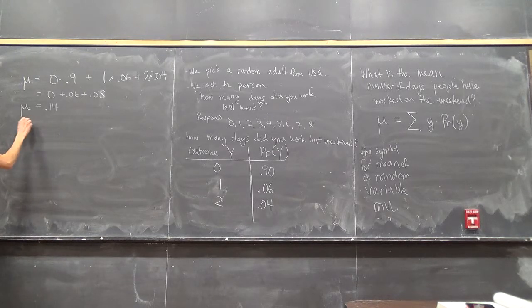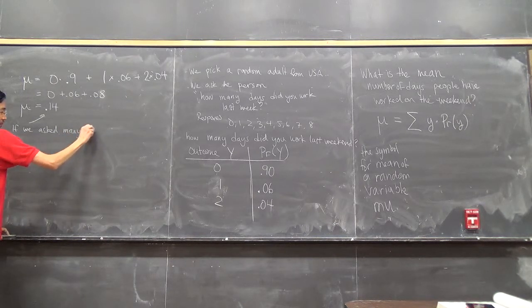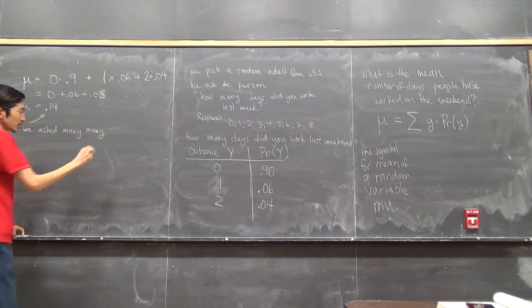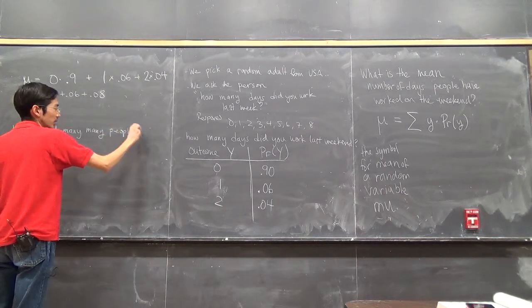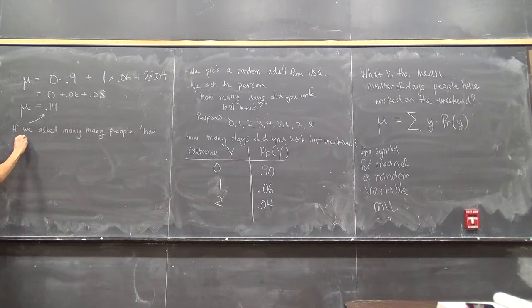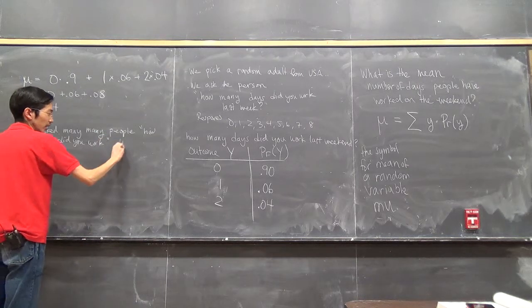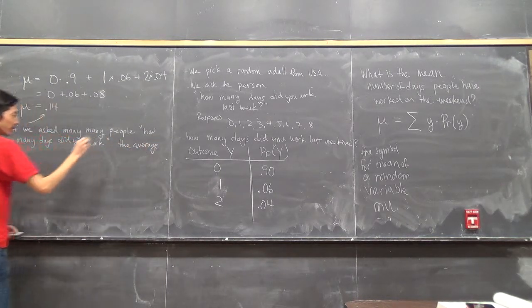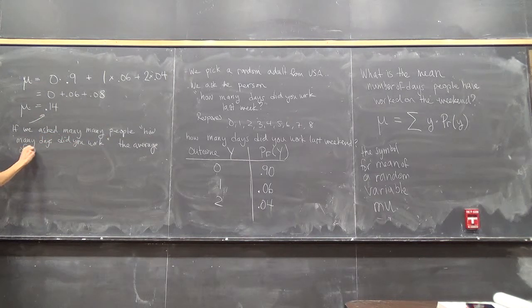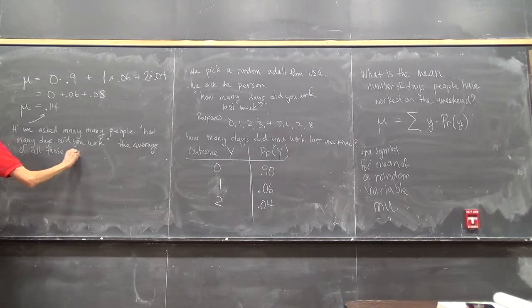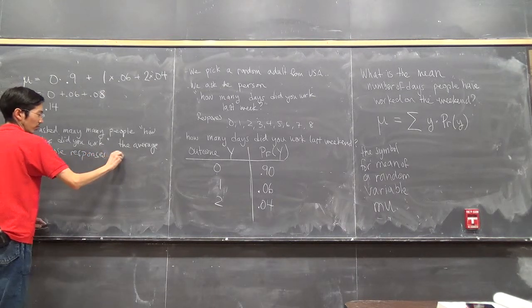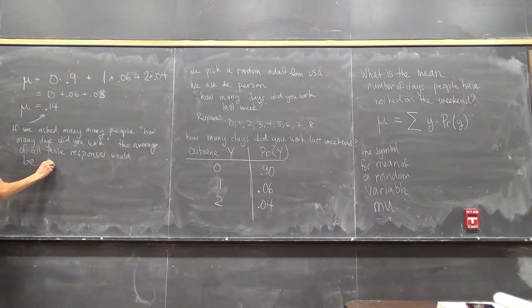Okay, so this would be, again, from our frequentist classical view, if we ask many, many people, many, many being approaching infinity, but of course not actually that many, how many days did you work last weekend, the average or the mean of all of those responses would be 0.14.